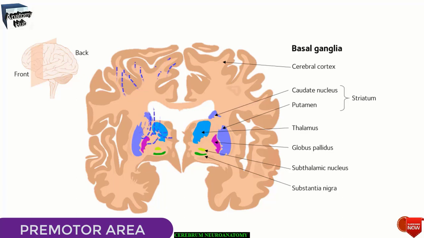As a clinical correlation, a lesion of the premotor, or secondary motor area, produces difficulty in performing skilled movements.